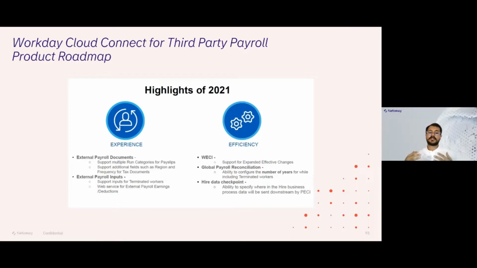Then for the external payroll inputs, we saw last year that there was support for inputs for terminated workers and web services for external payroll earnings. There was also a change and efficiency increase in Peachy, as well as in the global payroll reconciliation. We added the number of years while including the terminated workers.